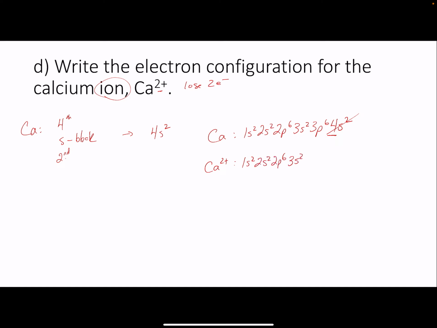2p6, 3s2, 3p6. That's the ion. Now, if you write the shorthand configuration for that, notice how all of those get replaced, right? And it has the same number of electrons as argon, which is 18. So we would leave that in brackets like that. So those are two ways of writing electron configurations for an ion.